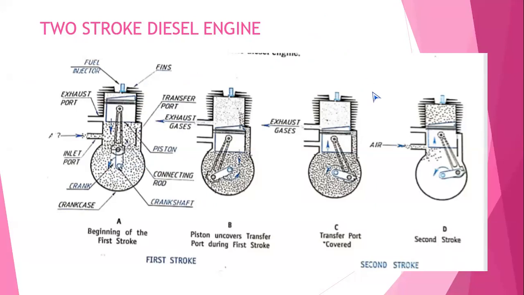Due to that, expansion of the gas takes place. Due to that, the piston moves up and down, which also makes the crank rotate in the clockwise as well as the anti-clockwise direction. This is the principle of operation of the two-stroke diesel engine.